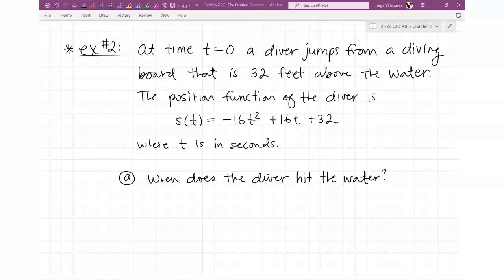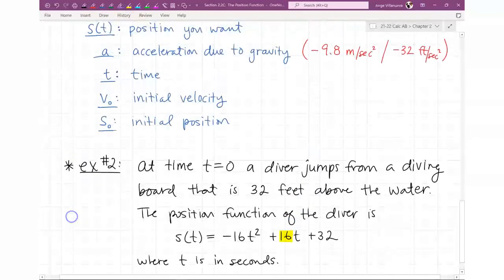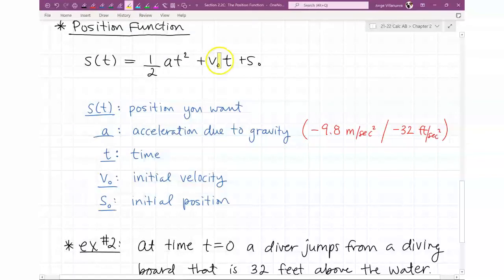It's in the equation. Not zero. It's right here. Remember, that's V initial, right? So look right here, right next to the T, that's initial velocity. Okay?